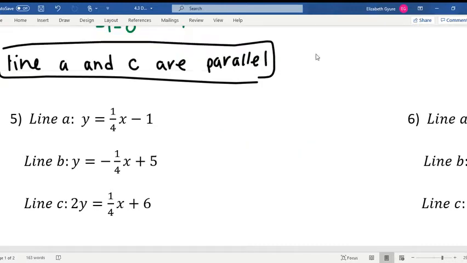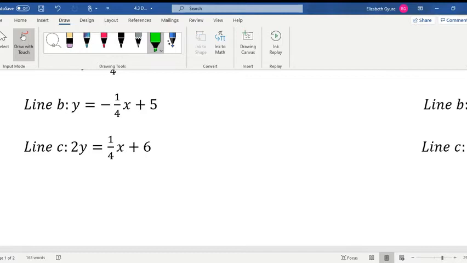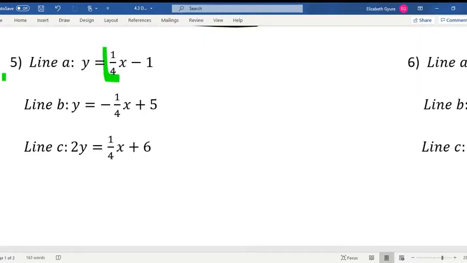Okay. Anyway, number 5. Now these ones, again, are a little different. These ones are actual equations, right? So if they're actually equations, we just need to identify which number in the equation is our slope, and decide if any of them are the same. So in line A, the slope here is 1/4, right?